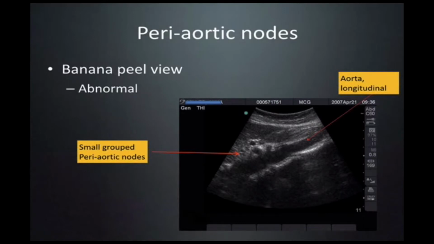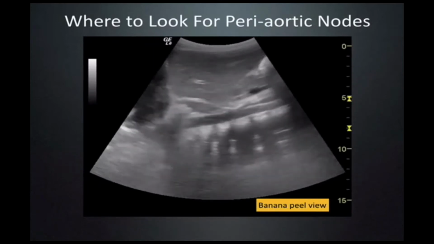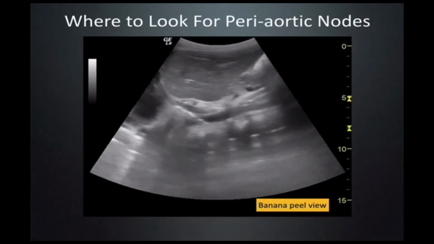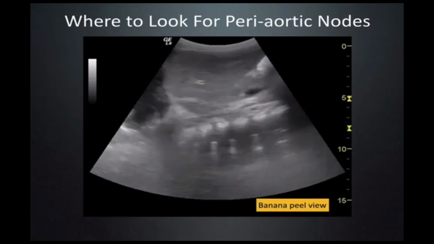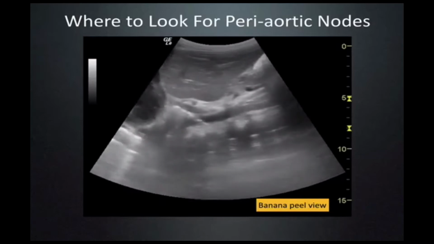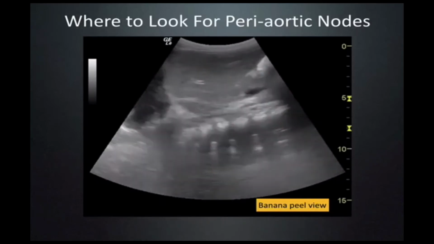The trunk of the SMA and celiac axis appear to be cut off, and what's difficult to see in this image is that there are small grouped peri-aortic nodes just below the celiac axis. Here's a nice video clip of a banana peel view. You can see both the SMA and the celiac axis nicely coming off the aorta. By the way, there are no nodes in this patient. And you can also see the shadowing of the vertebral column just posterior to the aorta.